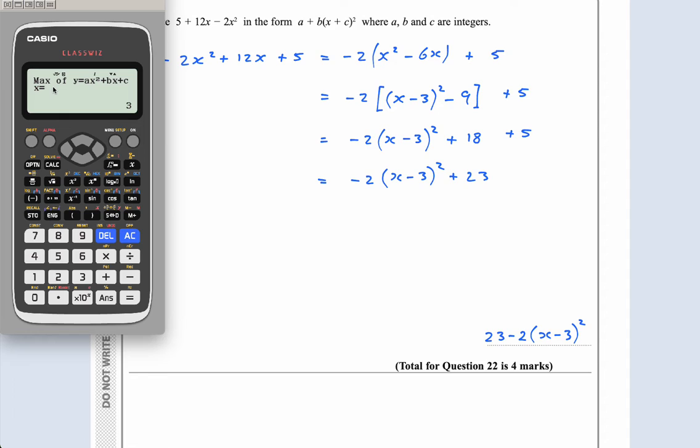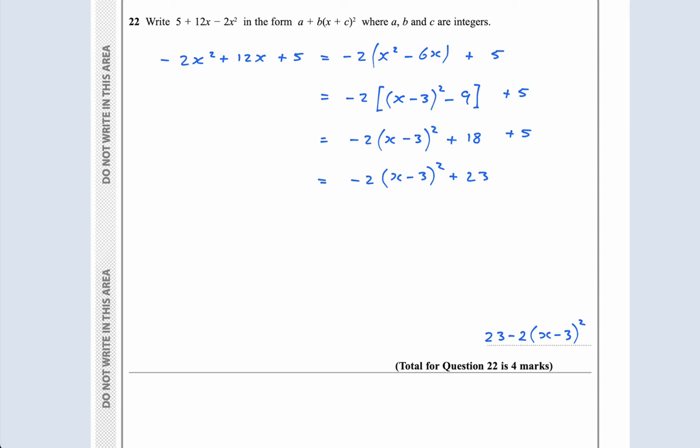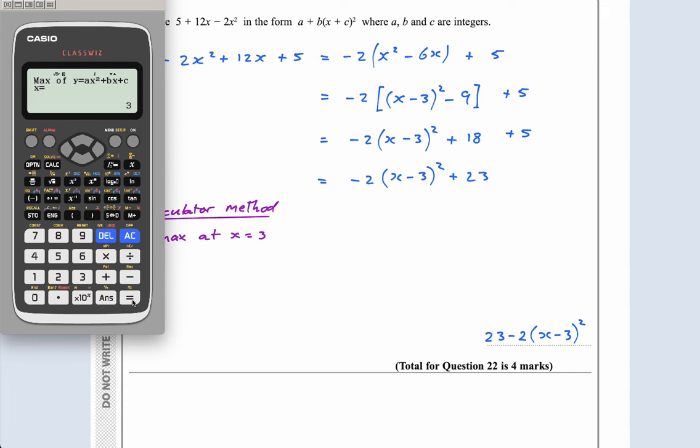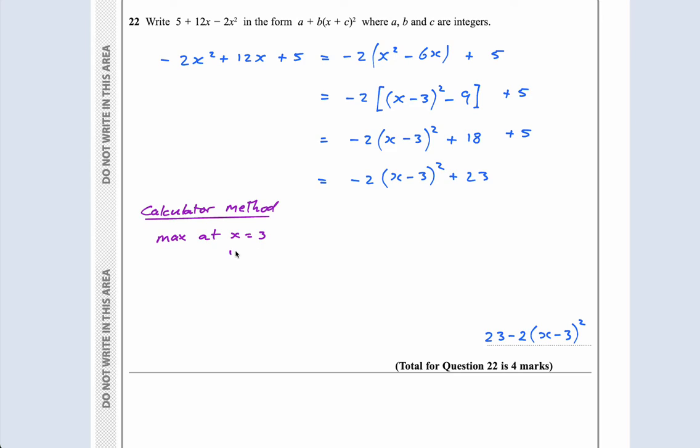Now this is what's useful. The max is at x equals 3. So this is my method, or calculator method, I'll call it. Okay, my max is at x equals 3. Go back here, and I'm going to press equals again, and my max is at y equals 23. Max at x equals 3 and y equals 23.